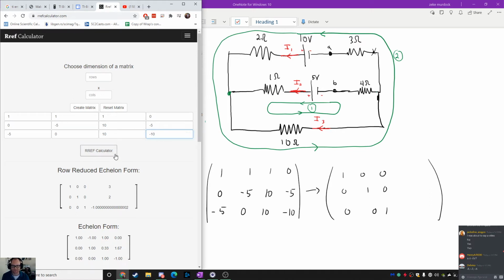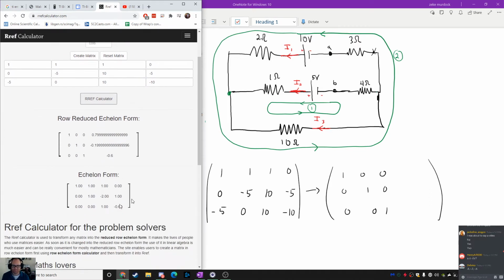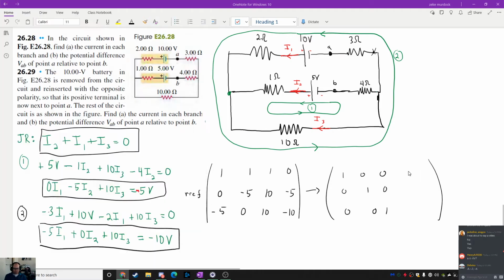I'm just doing it myself to have it show up. All right, so it looks like to the precision that this calculator does, it's 0.79, which is just 0.8. And you got negative 0.2 and 0.6. This means that I1 was equal to 0.8 amps. I2 is negative 0.2 amps.